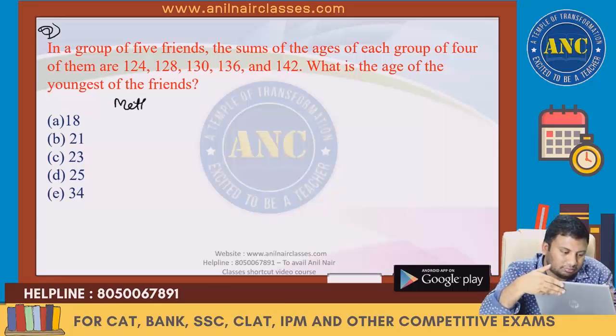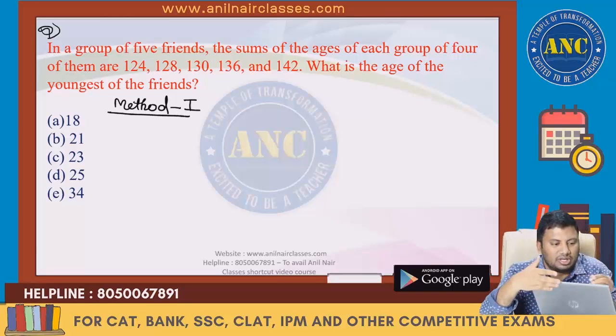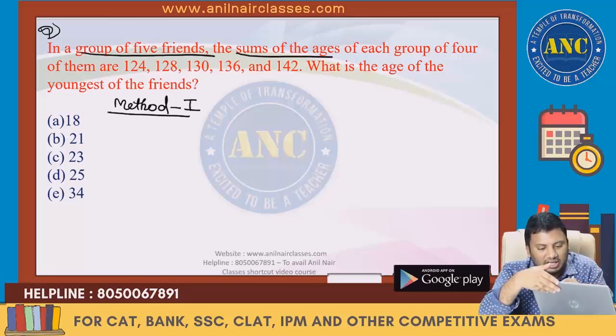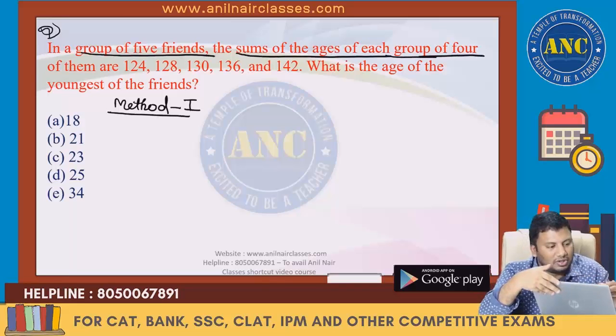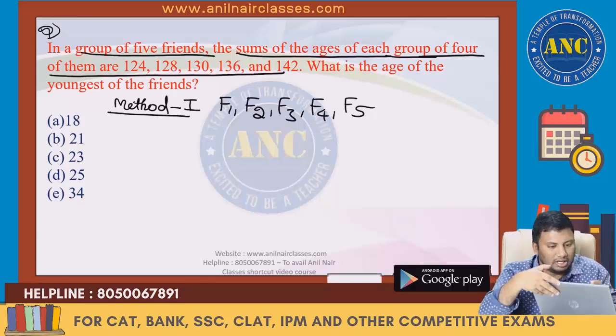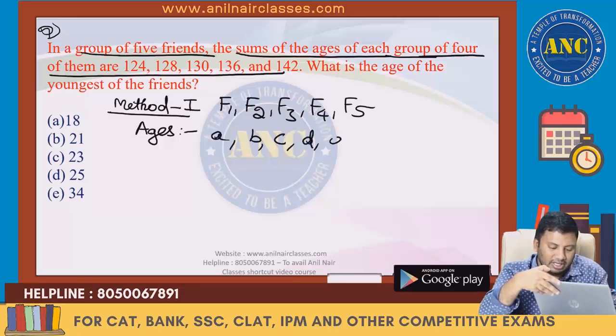Method 1. Very important question. In a group of 5 friends, the sum of the ages of each group of 4 of them is given. There are 5 friends, F1, F2, F3, F4, F5. Let the ages be A, B, C, D, E. What is the age of the youngest of the friends?